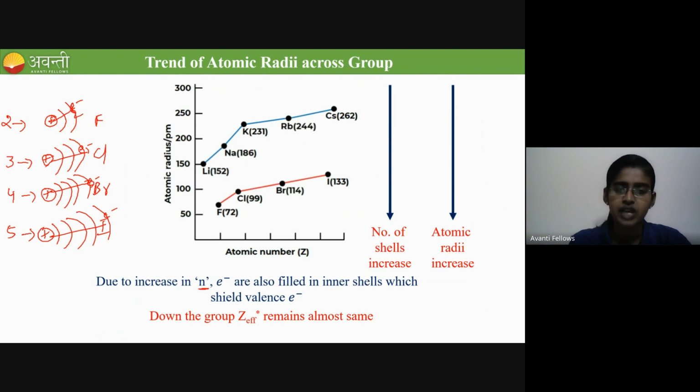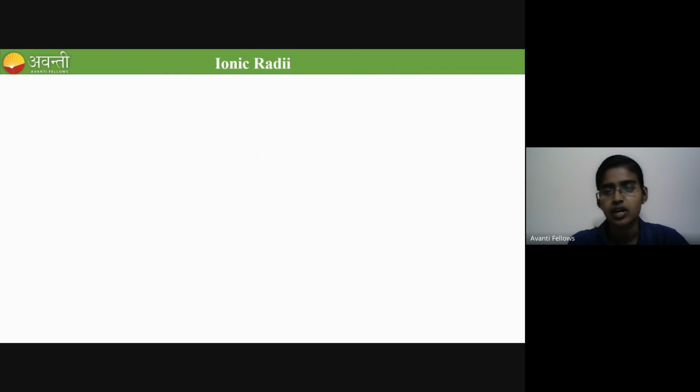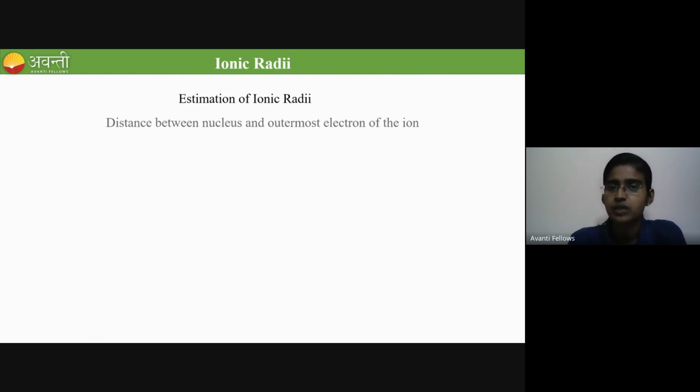Now, we have one more radius, which is called ionic radii. How to estimate the ionic radii? How to calculate the ionic radii? It is the distance between the nucleus and the outermost electron of the ion. How many ions do we have? Two ions. One is the cation and the other is the anion, right? So we take the distance between the nucleus and the outermost electron in that ion, and that will give us the radius of that cation or anion.